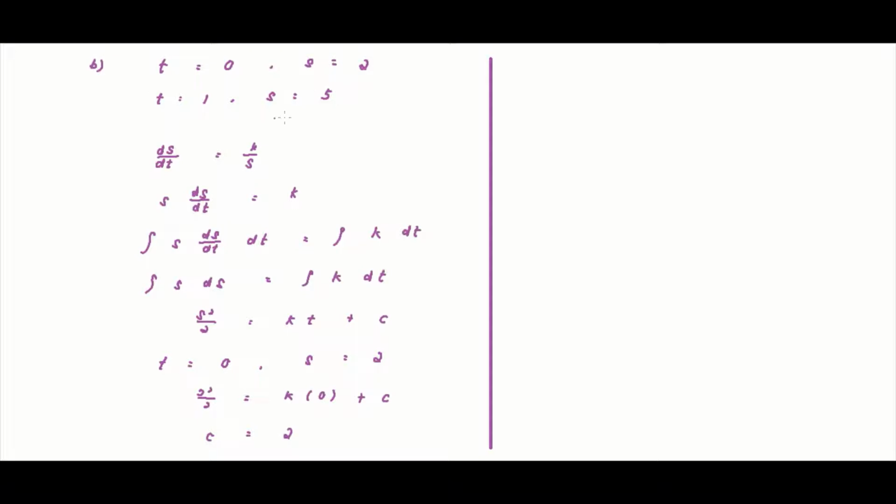So that's why we need to use the second piece of information that we have found just now, which is t equals 1 and s equals 5. So now let's substitute again. So 5 squared over 2 equals k multiplied by 1 plus c. The c that we have got is 2, right? So now you should be able to get k equals 25 over 2 minus 2, which gives you 21 over 2. So we need to rewrite it. So you have s squared over 2 equals 21 over 2 times t plus 2.